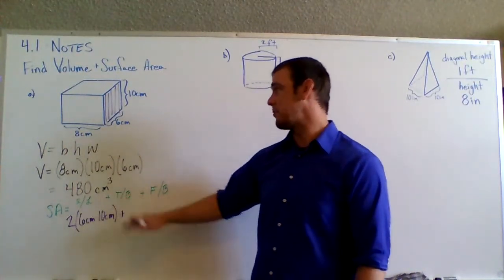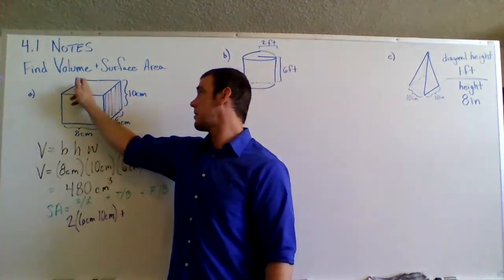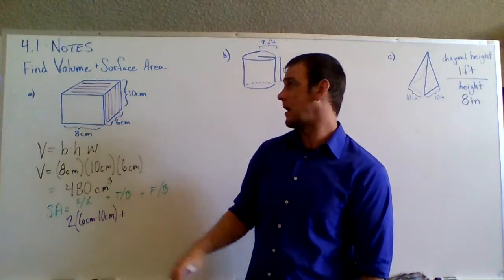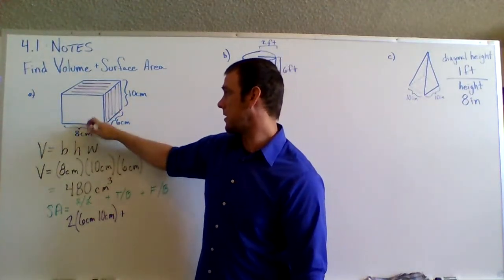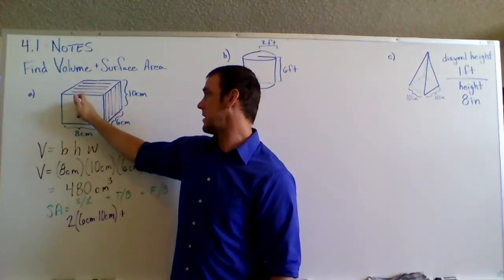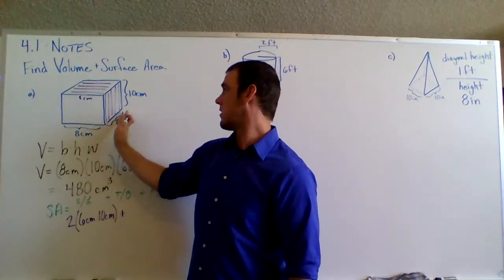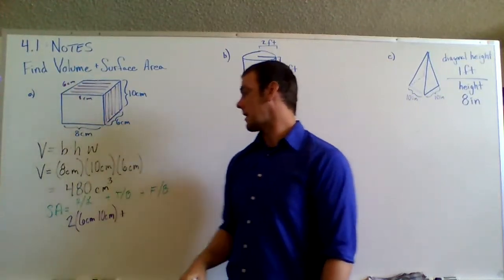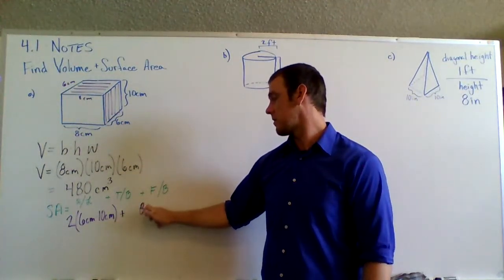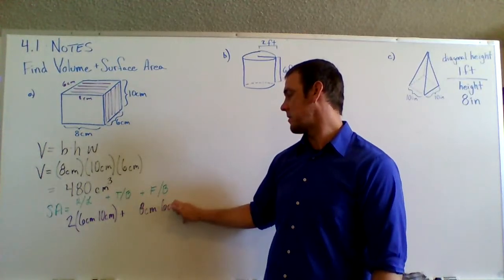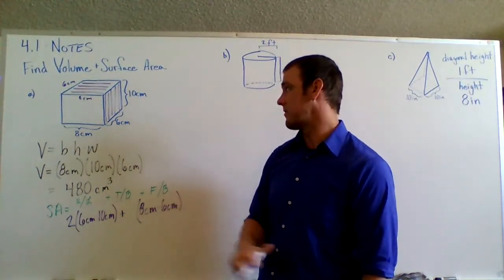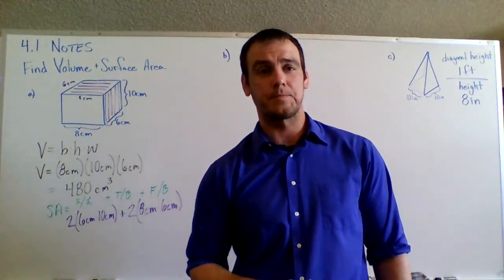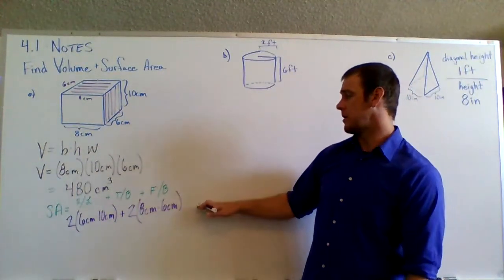We're then going to find the top and the bottom. My top also makes a rectangle. This top is the same as the bottom here. This side is going to be 8 centimeters, and this side here is going to be 6 centimeters. So this is just going to be 8 centimeters times 6 centimeters. That would just give me my top, but I want top and bottom, so we're going to do 2 times that.